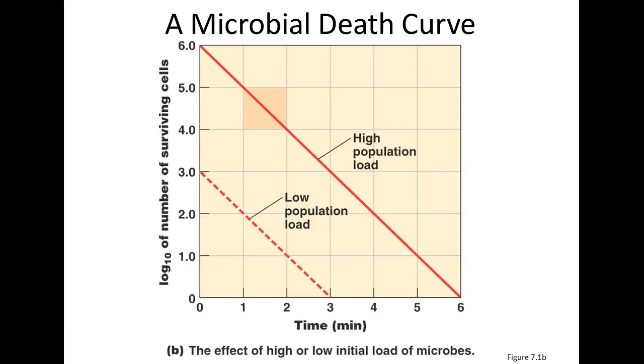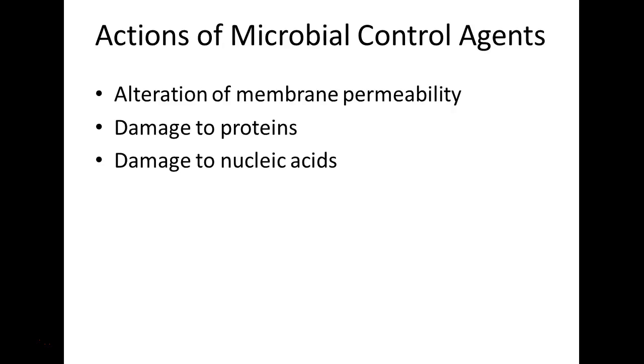Okay, such that a high population or low population load will increase the time it will take all the microbes to die, but they'll still die at the same rate given the same treatment. So, what kinds of treatments can do that? Well, as we talked about earlier, the actions of microbial agents, whether it's heat or chemicals or whatever, there are some basic mechanisms by which you can get microbes to die.